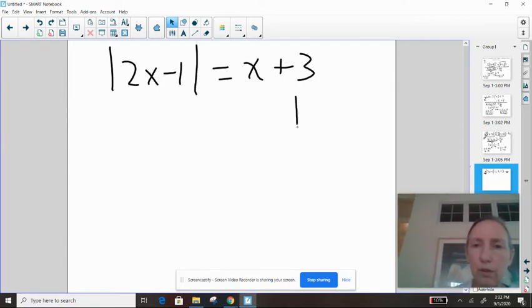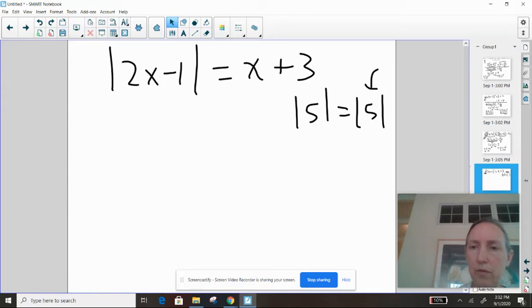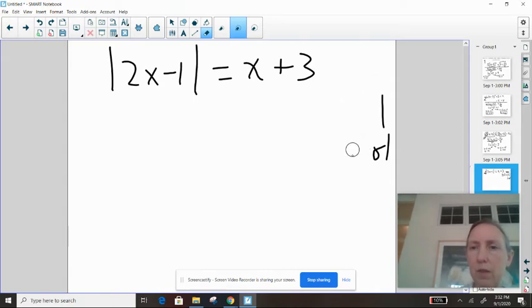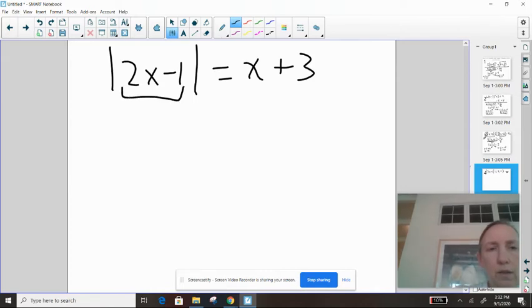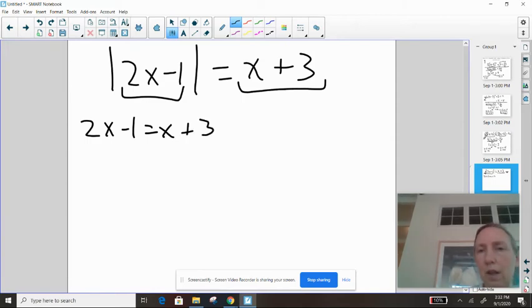Well, if I had, let's say, 5, what could go inside here? Well, this could be a 5, or it could be a negative 5 in there. So we know that that's true. So we're going to apply that same concept to this question. I know that the inside can equal this, but I also know that the inside could be the opposite of it. We know that then it would become, as it comes out of the absolute value, it would turn positive and then they become the same.